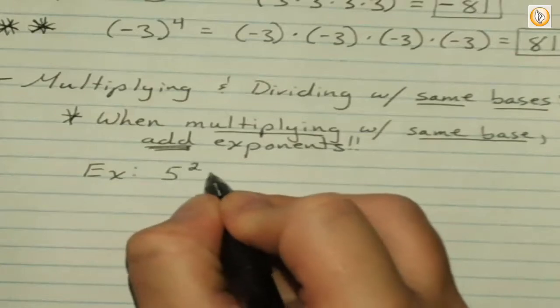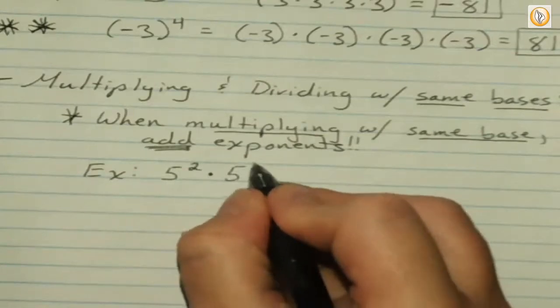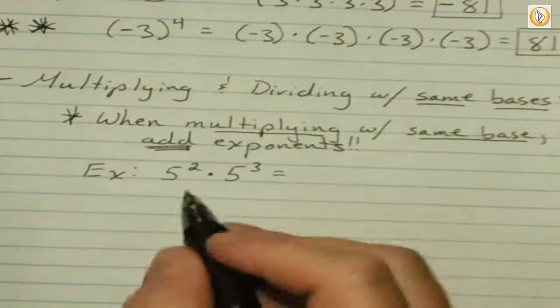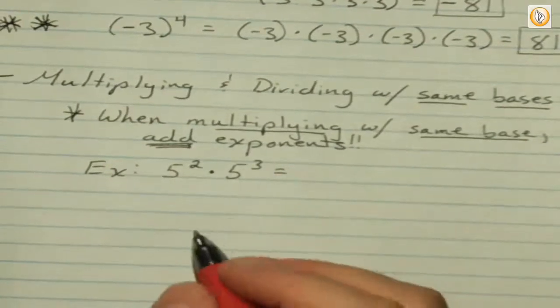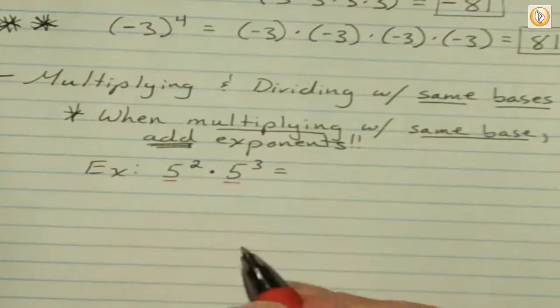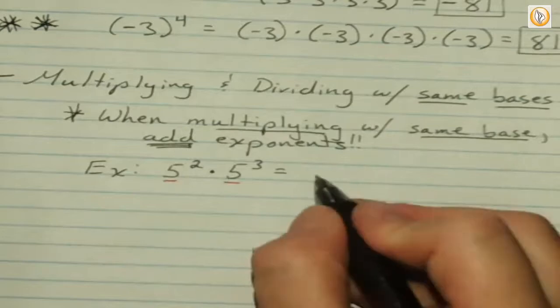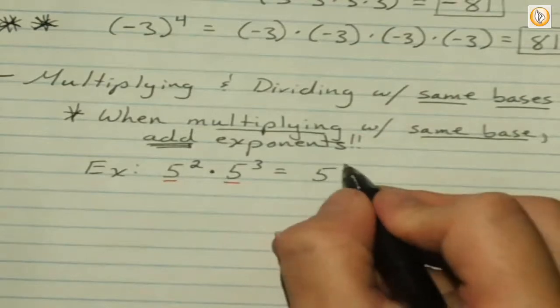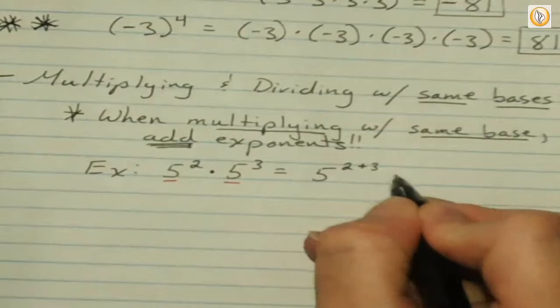Five squared times 5 cubed. Emily, are the bases the same? So then what do we do with the exponents? So then this would be 5 to the power 2 plus 3.